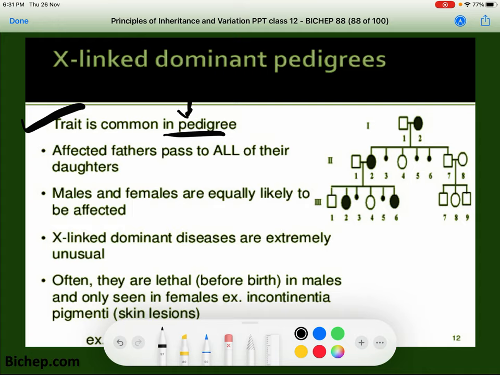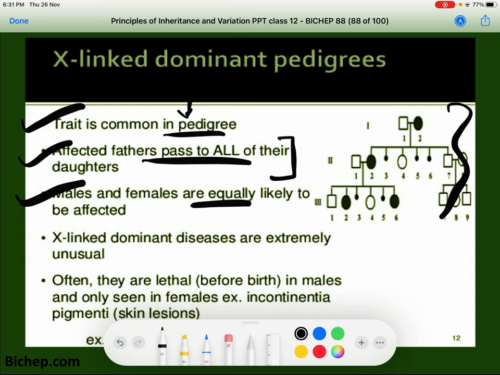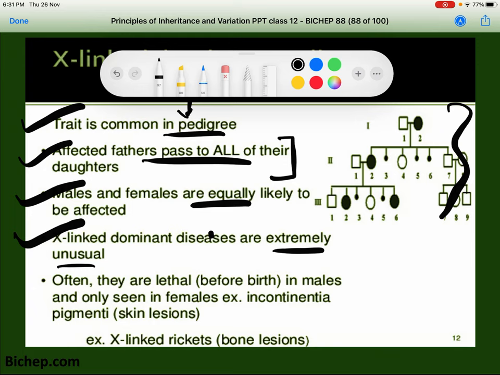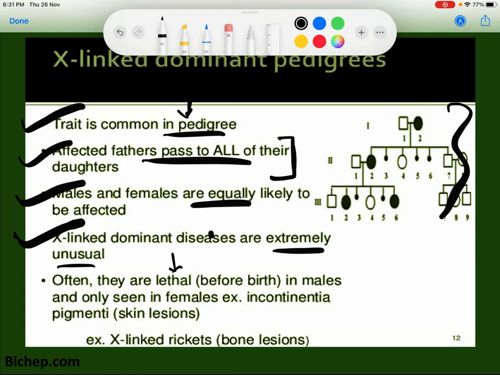Not rare. Right? An affected father passes it to all of his daughters. If the father is affected, then it is passing to all of his daughters. This is an identification character, which is not given here. Right? Males and females are equally likely to be affected, but mostly the daughters are affected. X-linked dominant diseases are extremely unusual, right? And they are very lethal before birth in males and only seen in females.